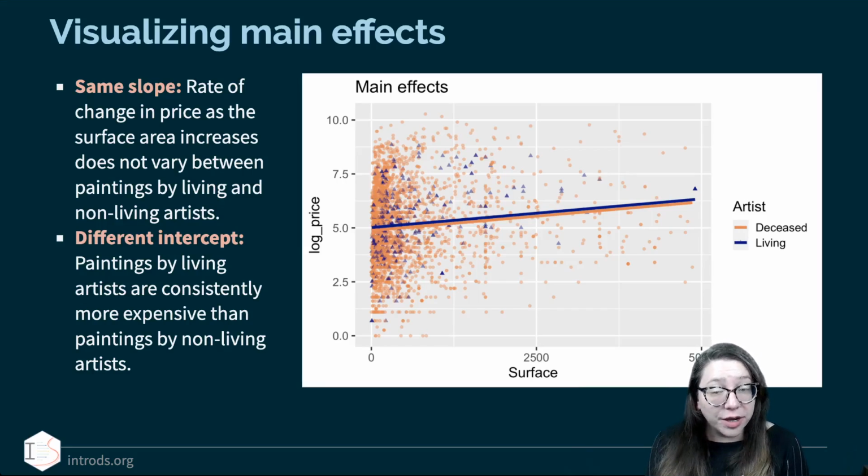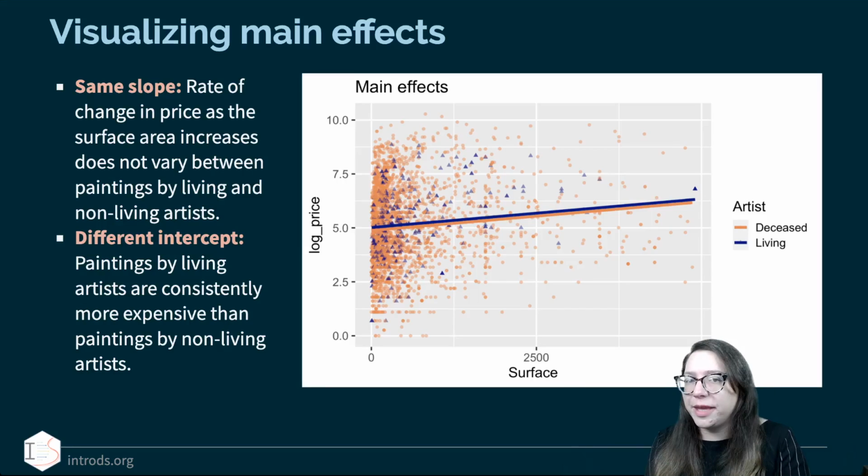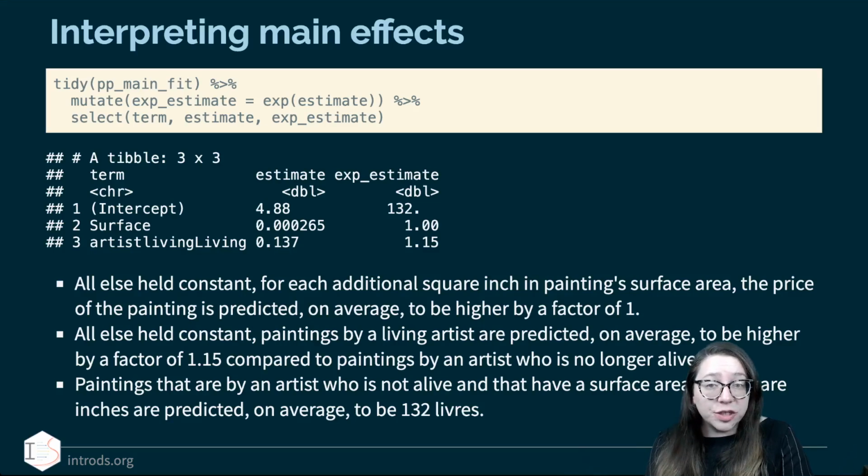Now it's going to be on us to decide: is this what we think reality is, or close enough to reality that we feel happy with it, or should we be looking at these data in a different light? In terms of interpreting these numbers, we have three numbers to interpret: the 4.88, this tiny slope for the surface variable, and the slightly larger slope for the artist living variable.